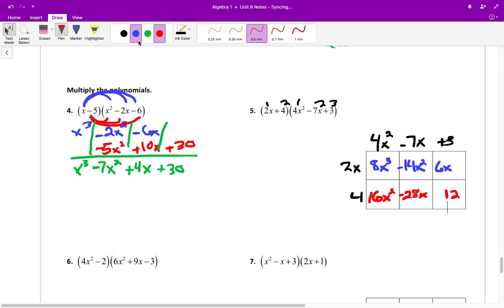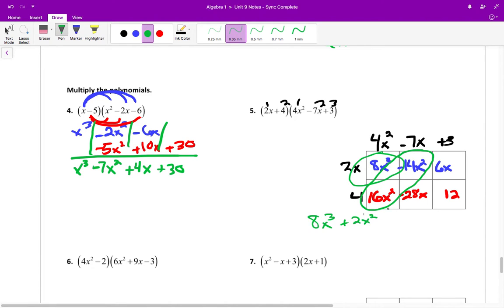Now, the way it lines up is different from how it lined up before. What you have to do differently now is it's going to be diagonal. So 8x cubed, there's nothing diagonal with it, so it just stays an 8x cubed. Next diagonal, you've got a negative 14x squared and 16x squared. So 16 plus negative 14 is a positive 2, so a plus 2x squared. And then the next diagonal here, you've got negative 28x and 6x, negative 28 plus 6 is minus 22x. And then keep your plus 12 with it. There would be your final answer.